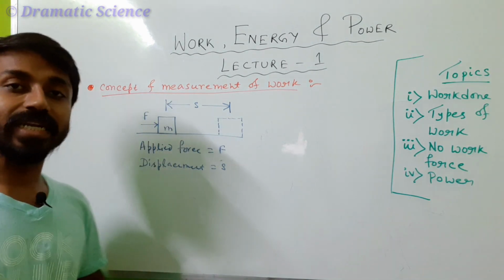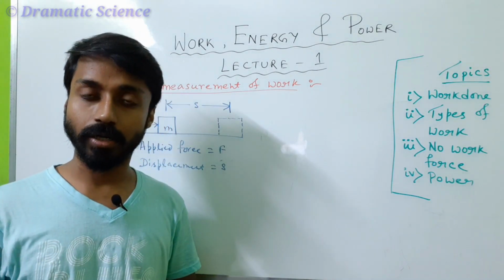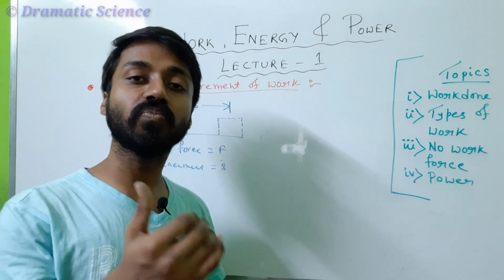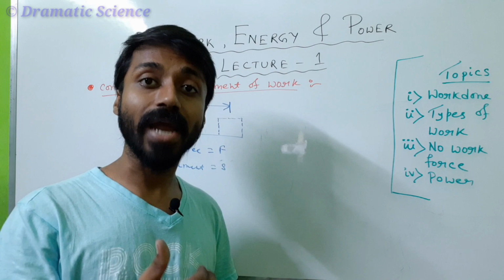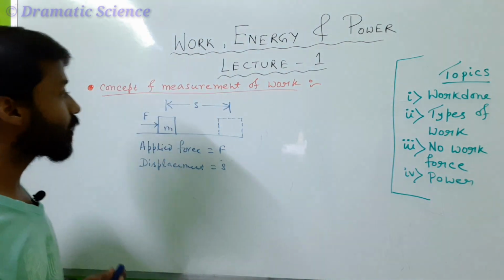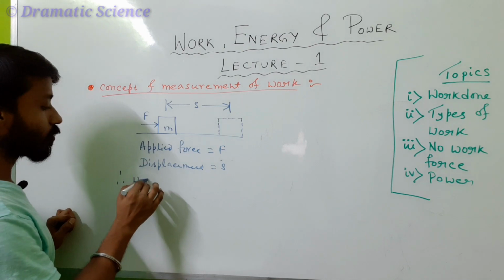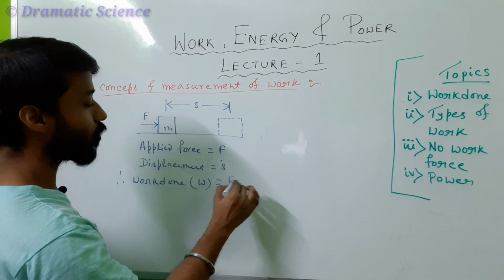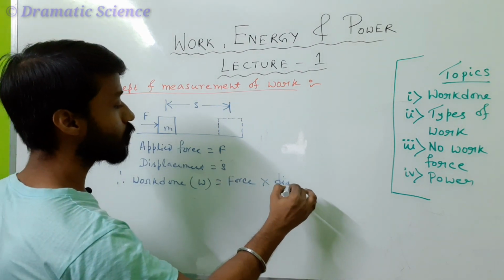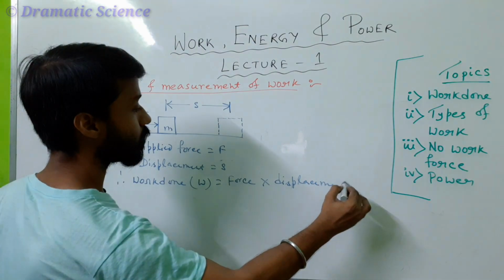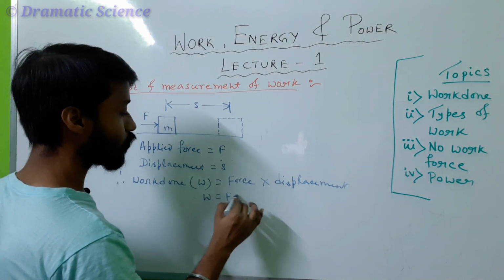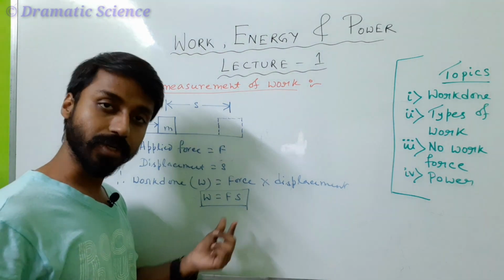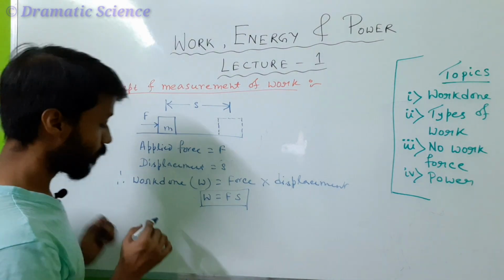So this incident is work or work done. Work done relates basically to the movement or the change of position of a body due to an applied force, right? How can we measure this? Therefore, work done or simply work, W, its formula is force into displacement, that is W equals Fs. This is the expression of work done, that is force into displacement. So what will be its unit?